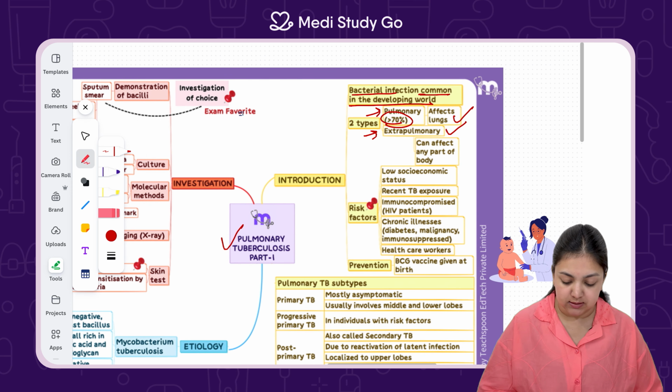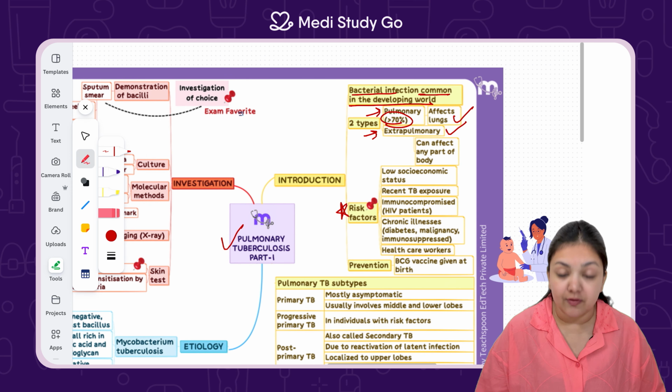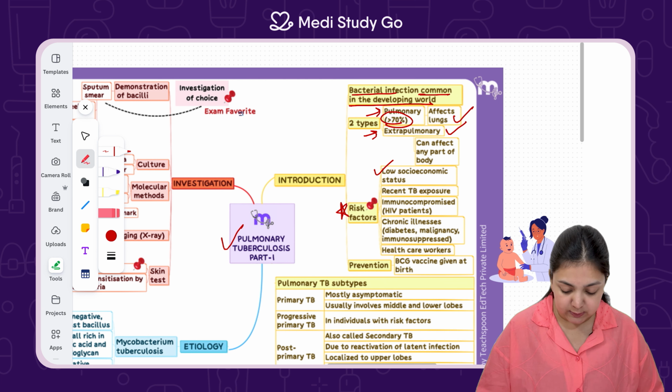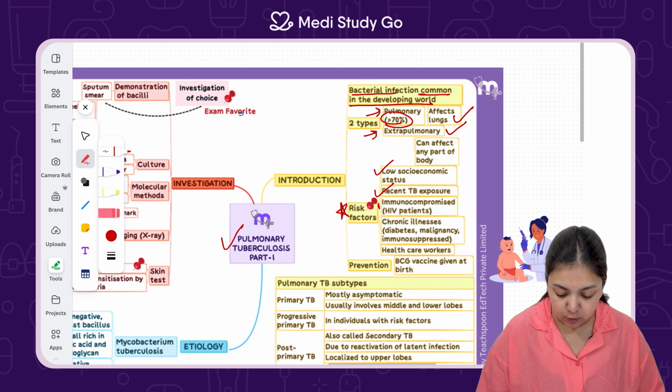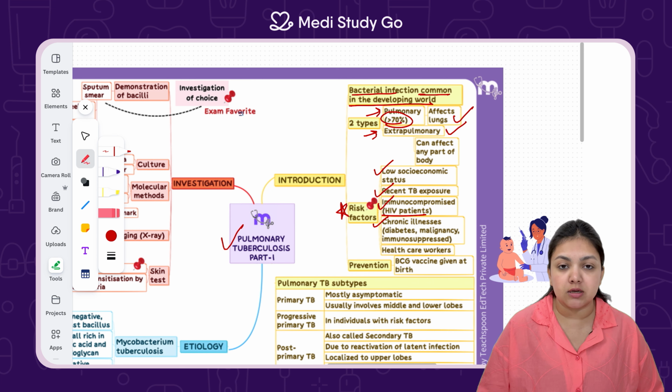The risk factors for pulmonary tuberculosis include low socioeconomic status, a recent tuberculosis exposure of the body wherein a secondary pulmonary infection has happened. They can be immunocompromised patients like HIV patients, chronic illness patients on certain medications for diabetes, hypertension, malignancy, etc., and even healthcare workers who are exposed to patients contaminated with tuberculosis.